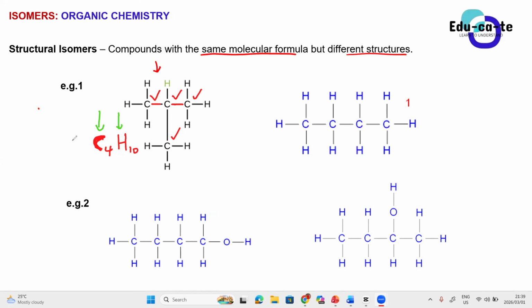This type of formula that we have is known as a molecular formula. It gives you the idea of how many elements you have and how many atoms of each element you have. For example, in this case, you're having 4 atoms of carbon and 10 atoms of hydrogen that are bonded together. Are we guys together on that? Yes, so it's a molecular formula.